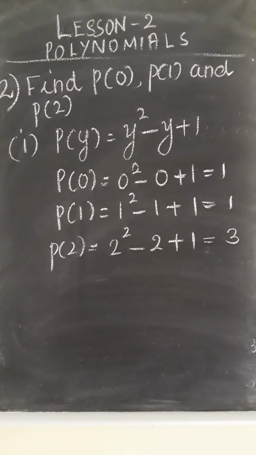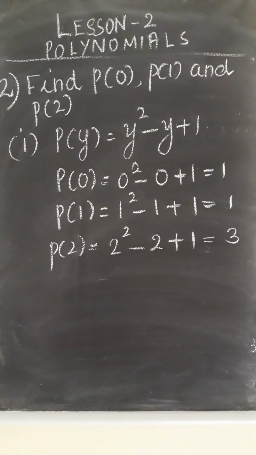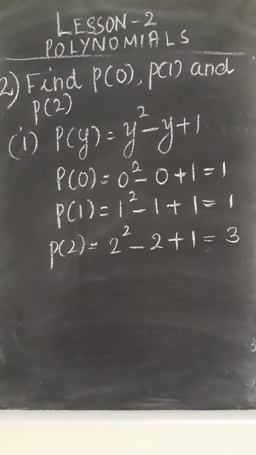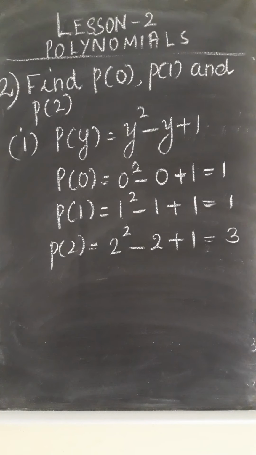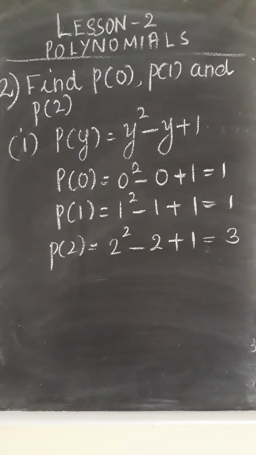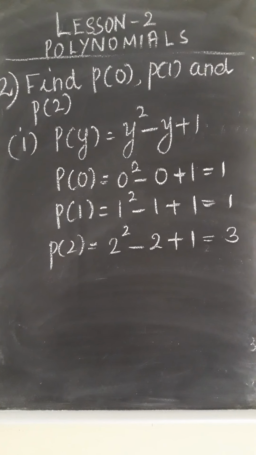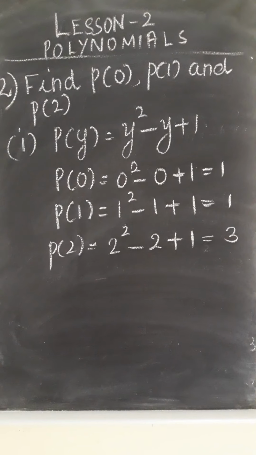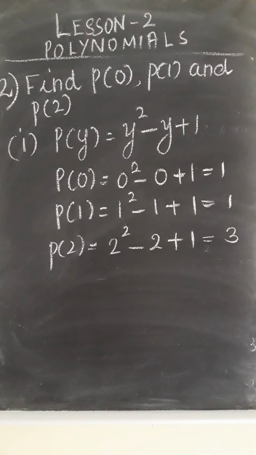So you will get p of 0 is equal to 0 square minus 0 plus 1, that is equal to 1. P of 1, 1 square minus 1 plus 1 equal to 1. And p of 2 is equal to 2 square minus 2 plus 1, so it is equal to 3. Like that you can complete all the questions. So we are moving to the second question.